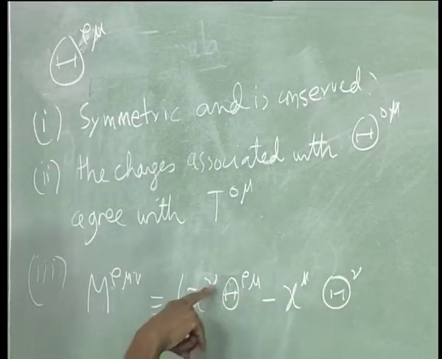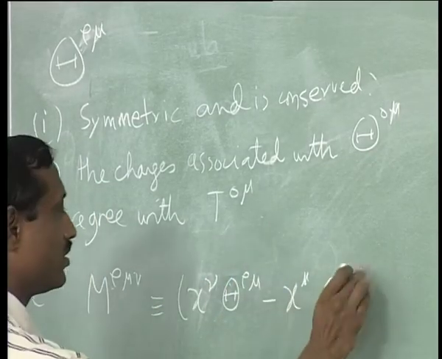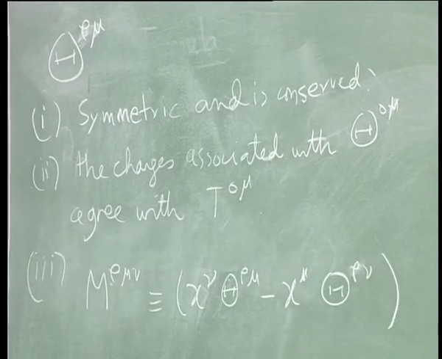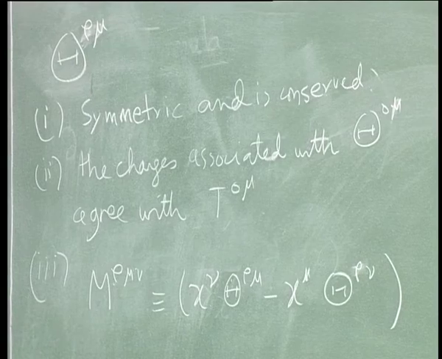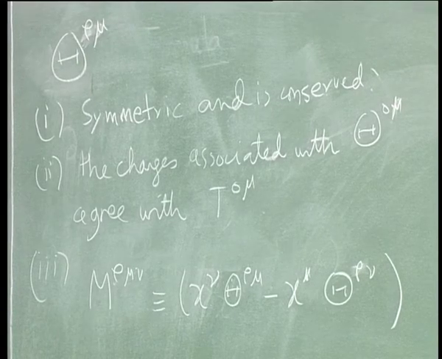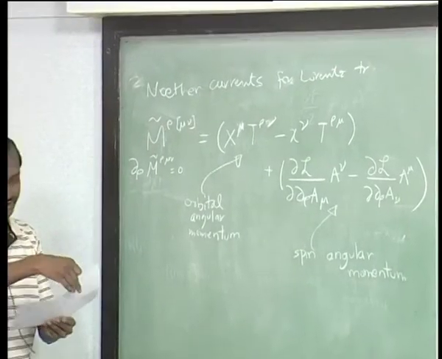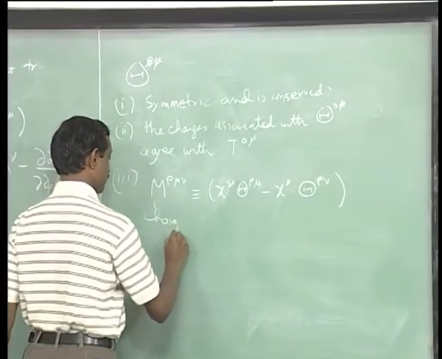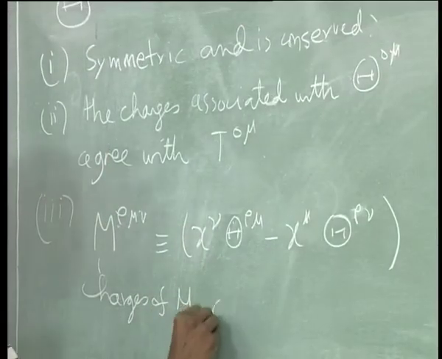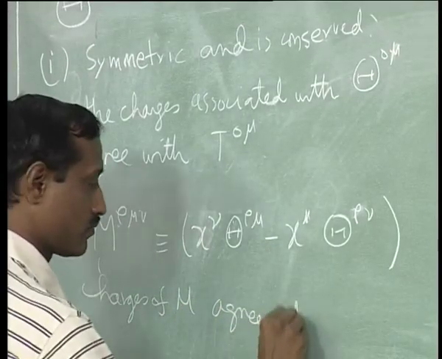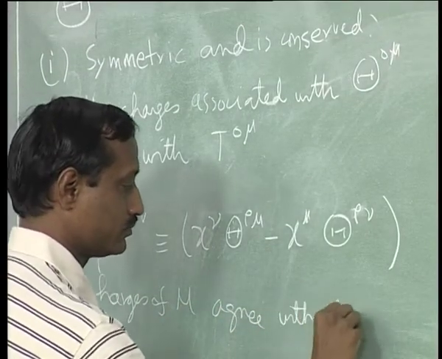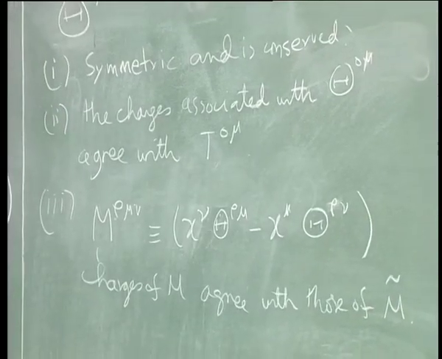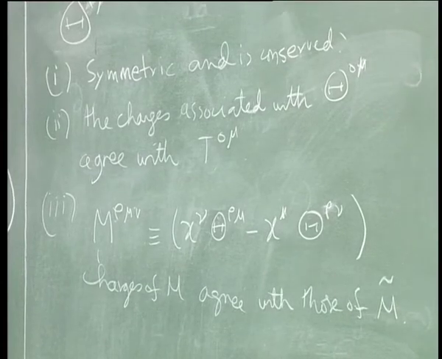So, this other term is just anti-symmetrizing with mu nu, I mean there is nothing to remember. Okay. So, this m is not quite m tilde, that is why there is a tilde, but the key point is that the charges of m agree with those of m tilde.